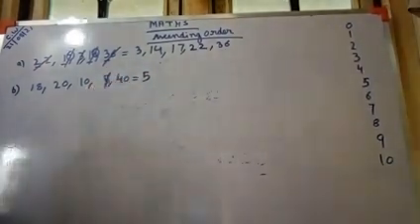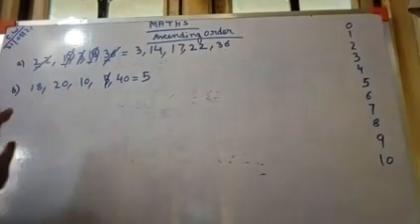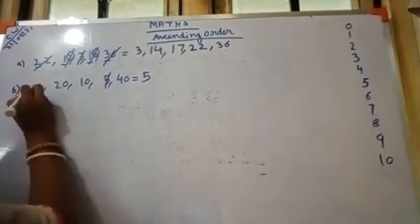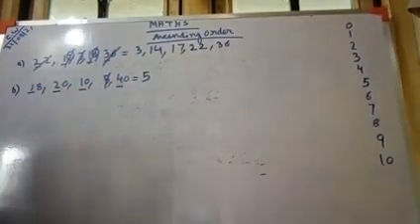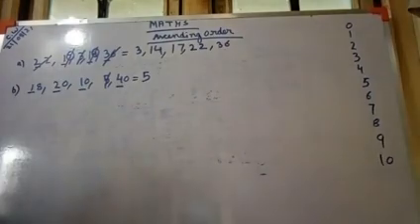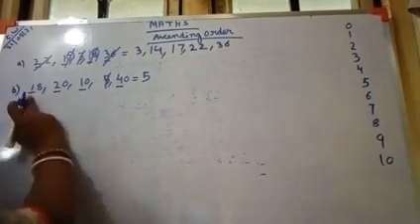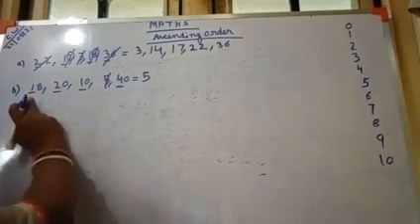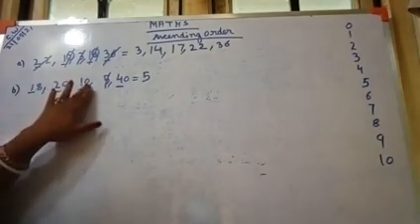After 5, here see 18, 20, 10, 40. So we will see the tens place number. Here it is 1, here it is 2, here it is 1, here it is 4. See here it is 1, 8, 18 and 1, 0, 10. The tens place number is the same. So we will go to the ones place number. Here it is 8 and here it is 0.